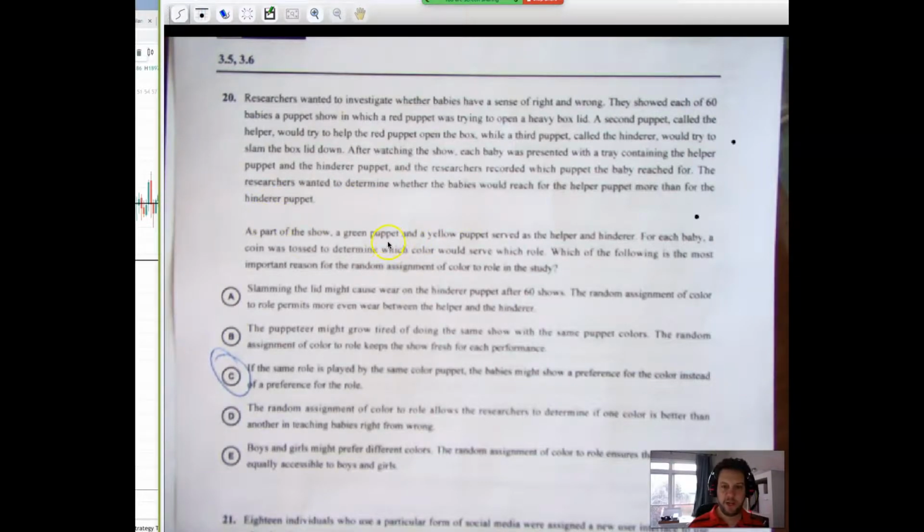As part of the show, a green puppet and a yellow puppet served as the helper and the hinderer. For each baby, a coin was tossed to see which was which, so they randomly are choosing. So the reason for that is it could be true that babies just naturally prefer green or naturally prefer yellow. So to make sure that that is not causing anything to be mixed up with the experiment, we want to randomize that, and that's to make sure that color is not having any kind of impact. So that is C.